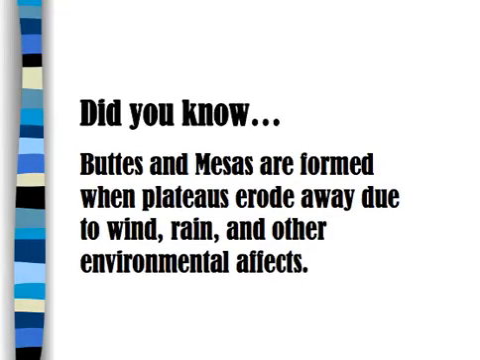Did you know buttes and mesas are formed when plateaus erode away due to wind, rain, and other environmental effects? So at one point, these things were much bigger. They had much flatter surfaces, much larger surfaces, and they broke apart due to nature.